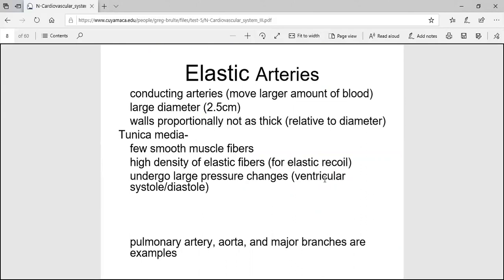Conducting arteries, the elastic arteries, are the big guys that are close to the heart. So they have a lot of elastic fibers in them. The tunica media is still got smooth muscle in it, but it's got a lot of elastic fibers. So like the pulmonary artery and the aorta, those are examples of elastic arteries.